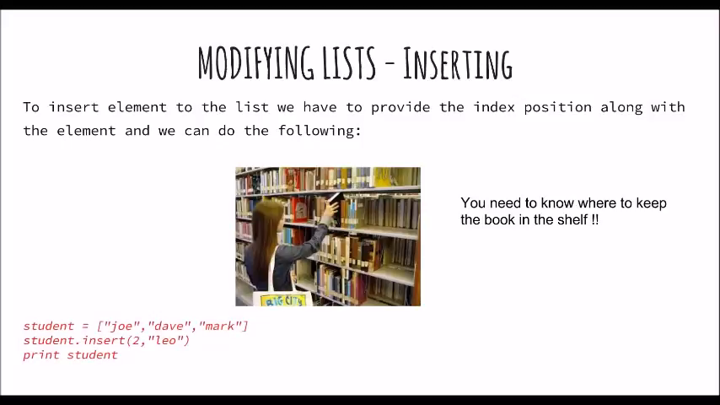In Python, to insert an element, we have to provide the index position along with the element. So if you want to insert the student Leo at the second position in this list, you have to give this index position. So since Mark is at the position 2, and when you insert Leo, let's see what Python does.